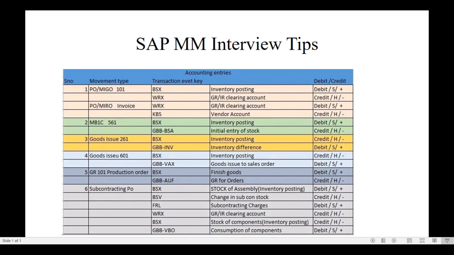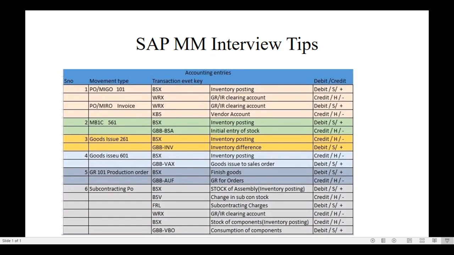So in interviews, they will ask questions like: what are the transaction event keys for MIGO? What are the transaction event keys for MIRO? Like that they will ask. First, let me talk about goods receipt, MIGO.